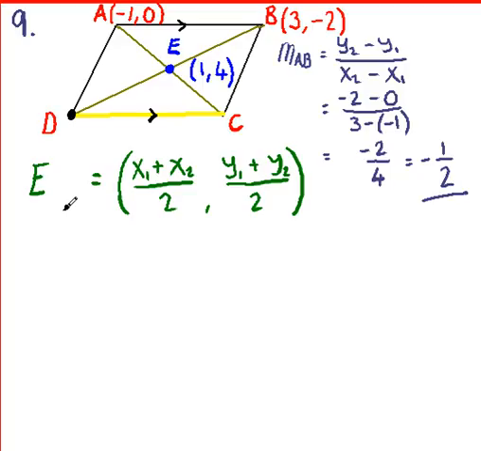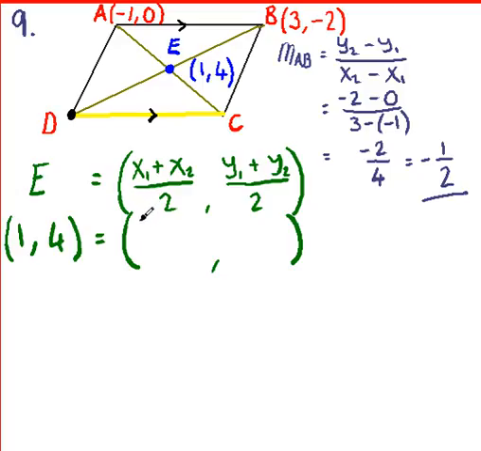So putting down our midpoint formula, we have (x1 + x2)/2 and (y1 + y2)/2. This time x1 and y1 are going to be 3 and -2, but x2 and y2 are going to be unknown because those are the coordinates of point D. We already know the midpoint E is (1, 4), so we can put that down to begin with.